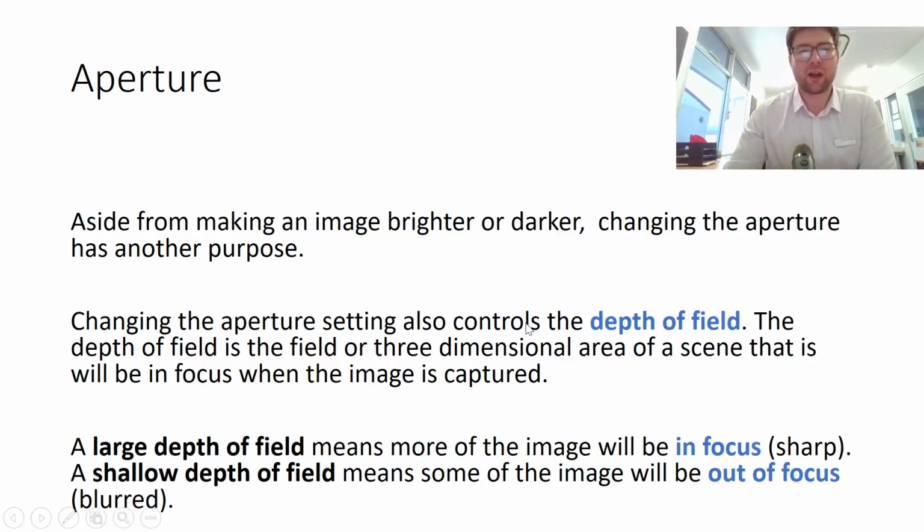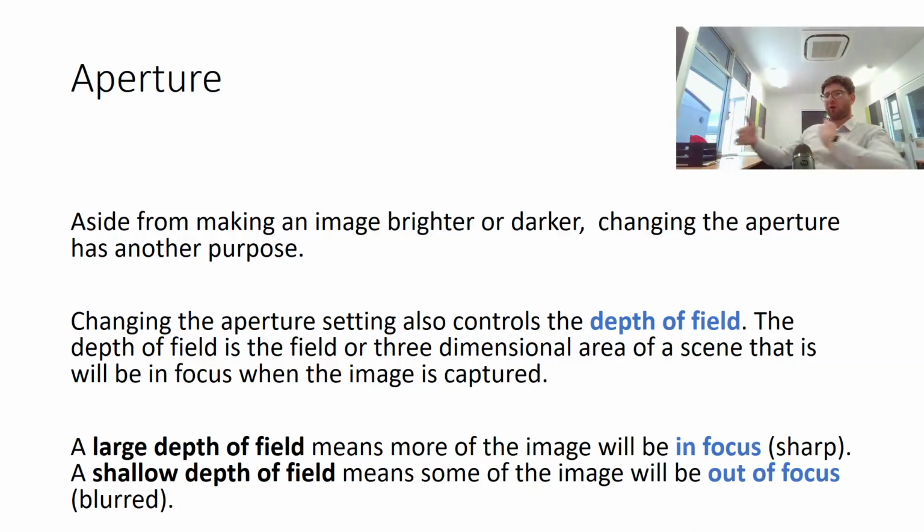I'll show you another diagram about that in a sec. But changing the aperture, that ring, changes how much of that three-dimensional space is blurry or sharp. And the technical term for this is depth of field. A large depth of field, a bigger three-dimensional space, means more is in focus or more is sharp. And a shallower depth of field means more of the image will be out of focus. So there'll be only a small amount of the image that's in focus, and the rest is kind of blurry. So by changing the aperture, that ring, the opening, you can determine whether you want a bigger depth of field or a shallower depth of field.